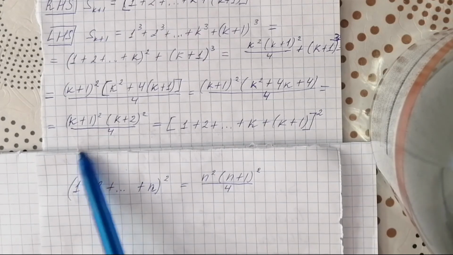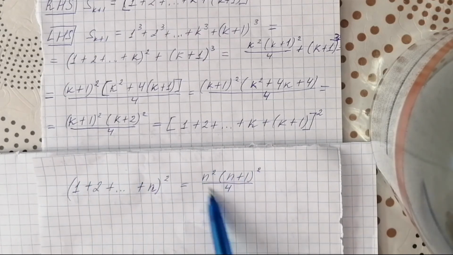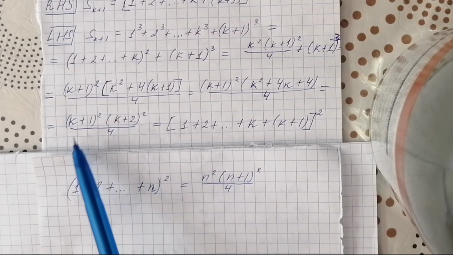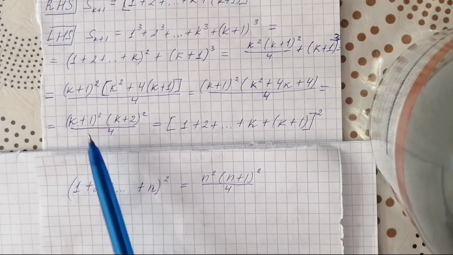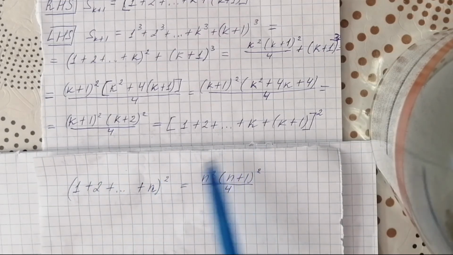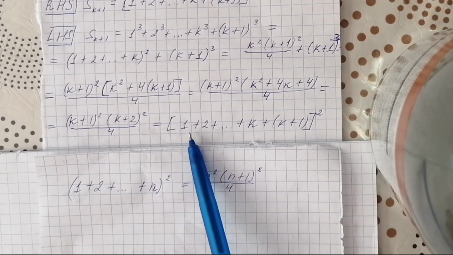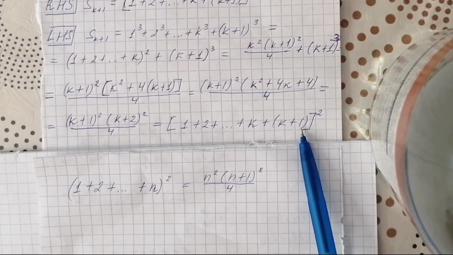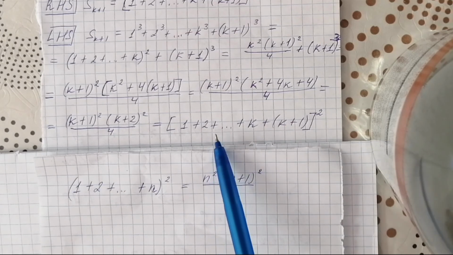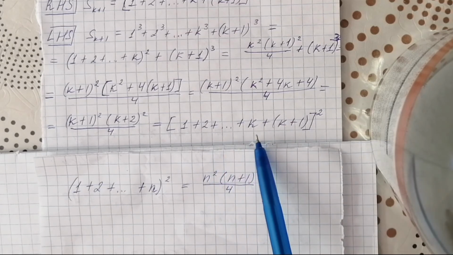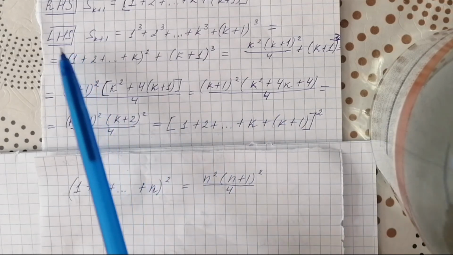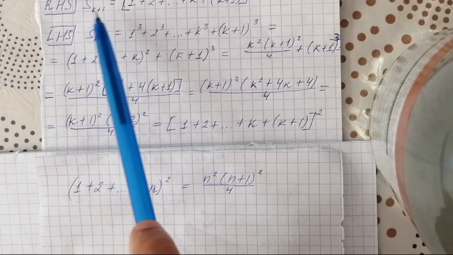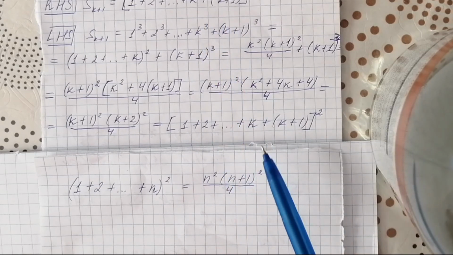So as we see, this is the expression for k plus 1. For this reason we have the sum from 1 to k plus 1, and in this way we achieve our goal. We have the same expression in the left hand side as in the right hand side. That's the proof of our equality.